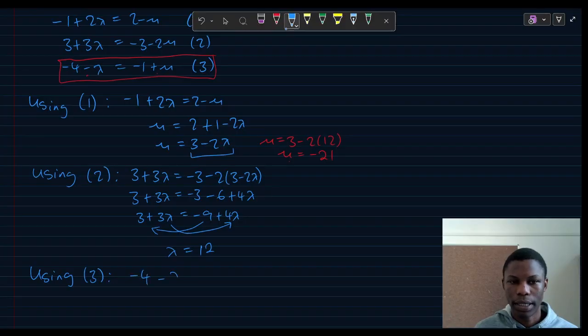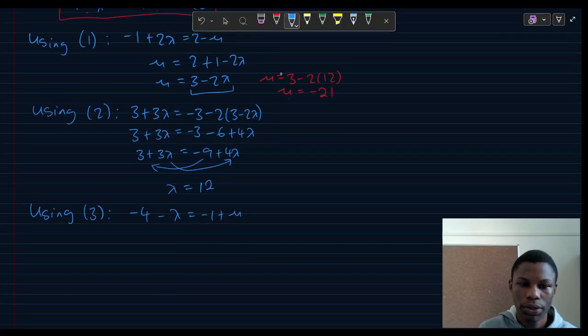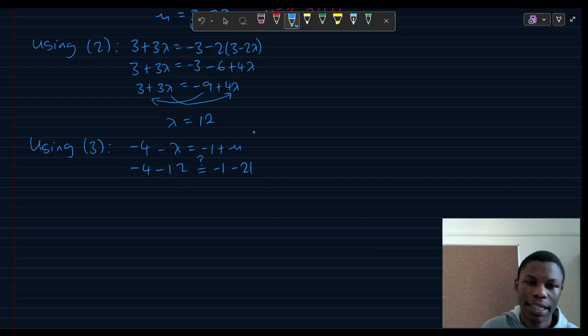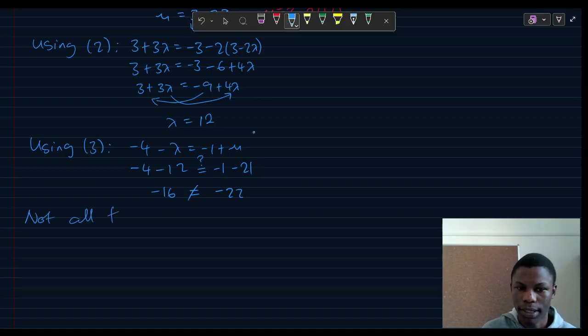we have negative 4 negative lambda is equal to negative 1 plus mu. So if I substitute, negative 4 negative lambda being 12 should be equal to negative 1 plus mu being negative 21. And so if we simplify this, negative 4 negative 12 is negative 16. Is this equal to negative 22? No, it is not equal. So we can say that not all three equations are satisfied.